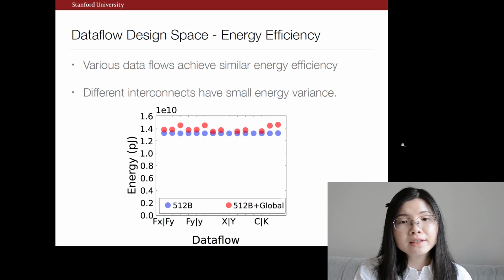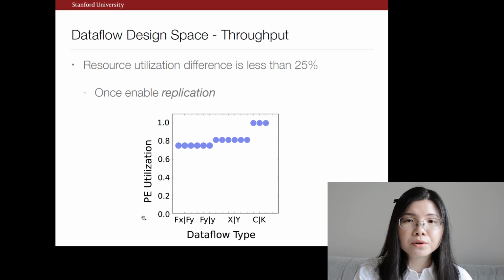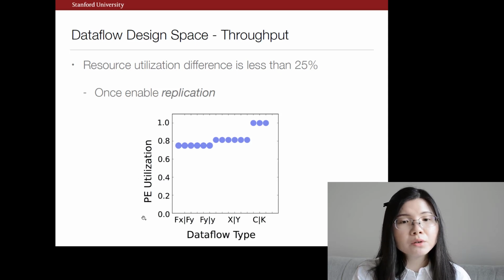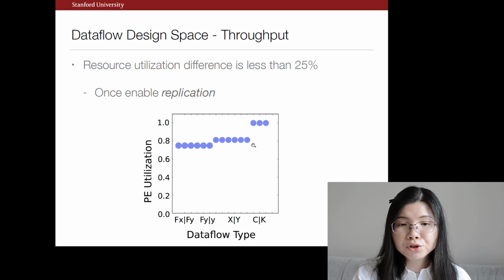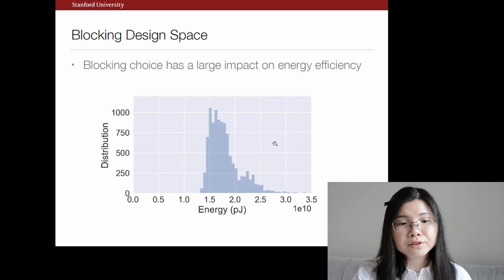Next, we look at the data flow impact on throughput. In this figure, the x-axis is the data flow choice and the y-axis is the PE resource utilization. From this figure, we can see the resource utilization difference is less than 25% among all the different data flow choices, once we enable the replication technique, which allows us to unroll multiple logical dimensions onto the same PE array physical dimension.